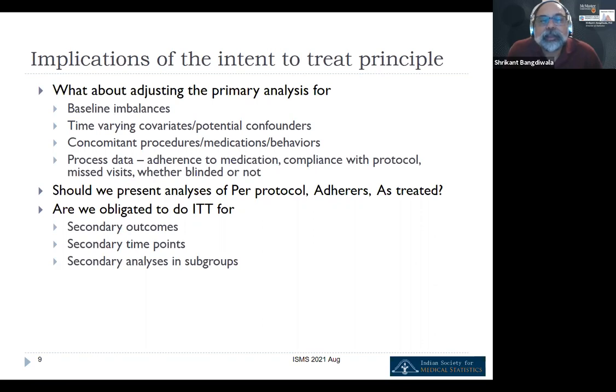What about secondary analysis and subgroups? Do we have to do all of these things by ITT? ITT is usually the recommended way to do all secondary analysis as well. However, many people don't. Why? Because they want bigger effect sizes, and they want to be able to claim significances and so forth.